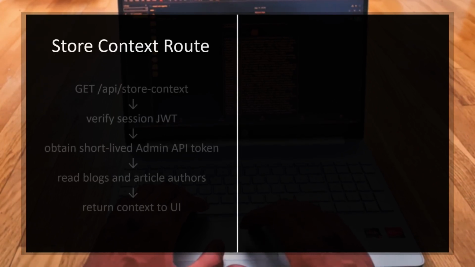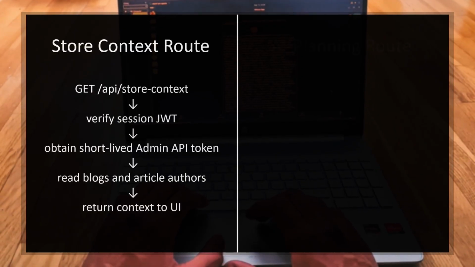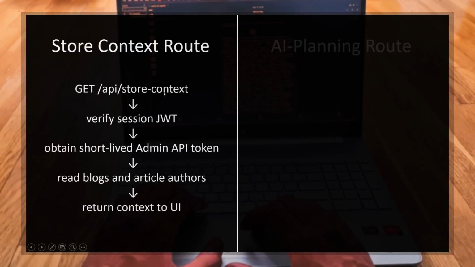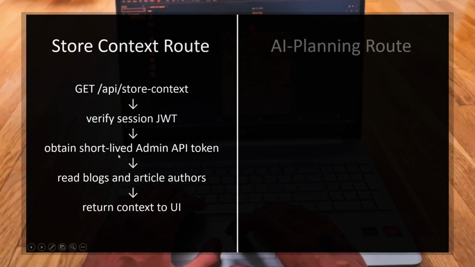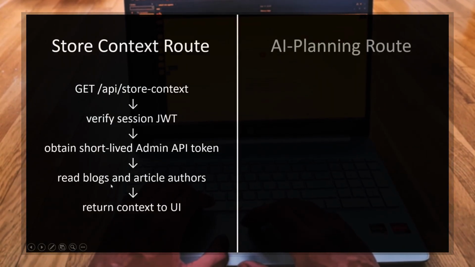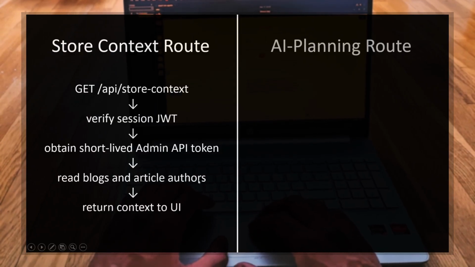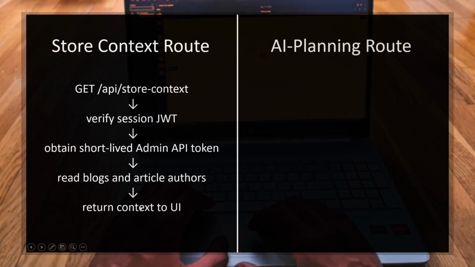Let's see the store context route. So here we have a GET request. We verify the session JWT. We obtain a short-lived admin API token. After that, we can read blogs, articles, and authors. We return the context to the UI.